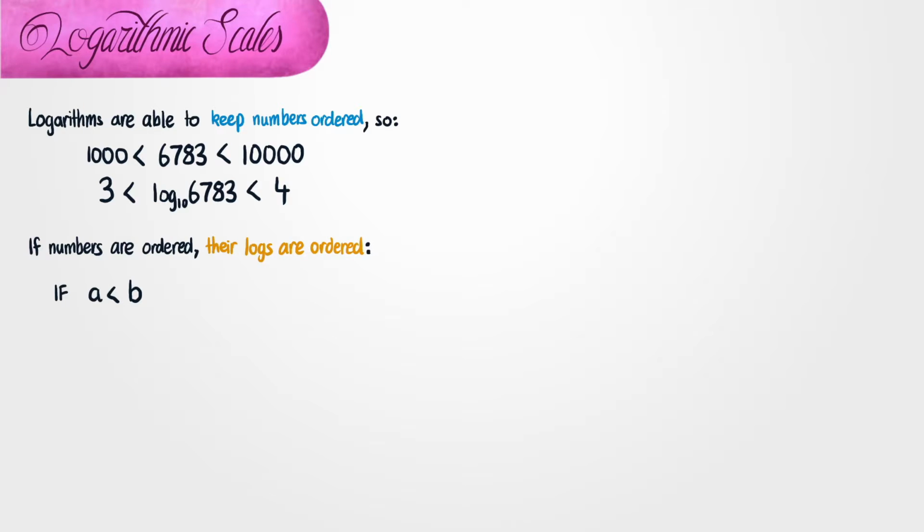Before I address that point further, I just want to say something else quickly. I'm saying that if numbers are ordered, their logs must also be ordered. So if we know that A is guaranteed to be less than B, then the log base C of A will also be less than the log base C of B, where C can be any number you like.